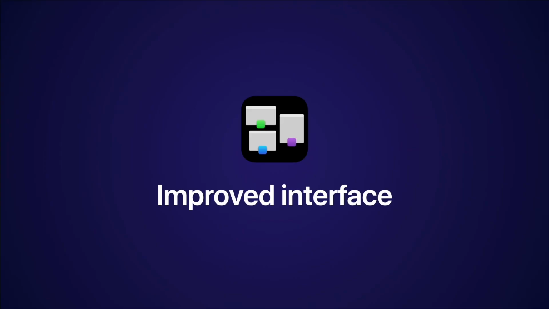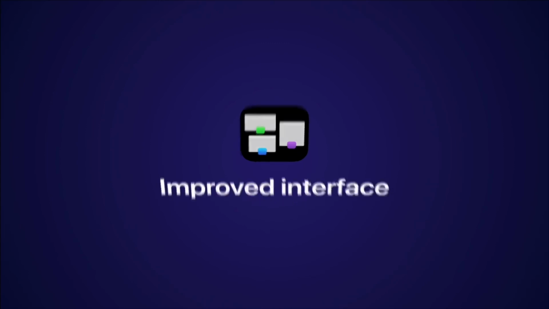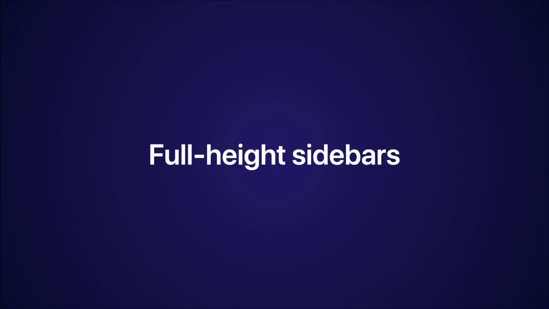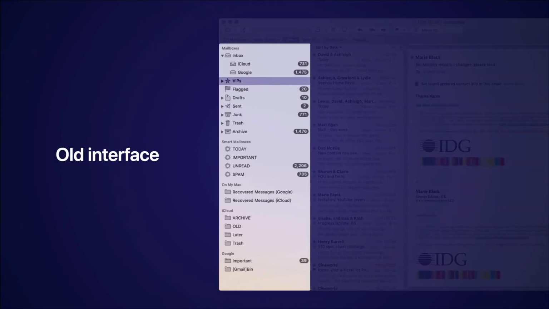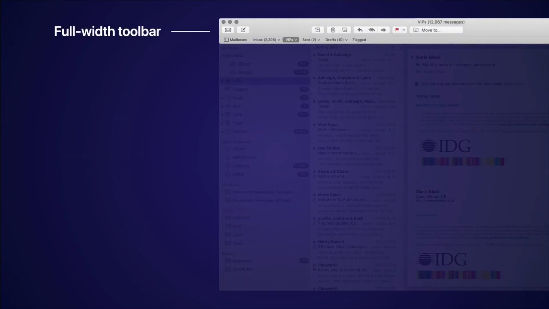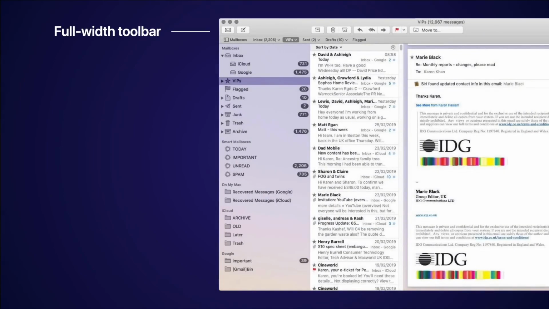First, let's talk about its improved interface. Applications in Big Sur feature something called full-height sidebars, and the easiest way to understand what those are is to compare them to the previous sidebars in Catalina. Let's take the Mail app for example. With this old interface, the Mailbox sidebar had a height limitation due to the toolbar above it. And that not only added visual complexity, but reduced functionality since the toolbar was impeding on the user's content area.